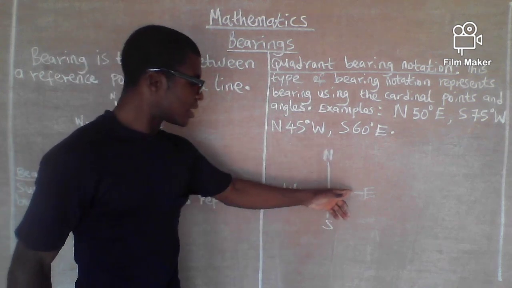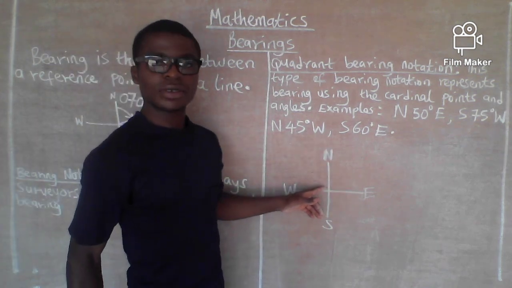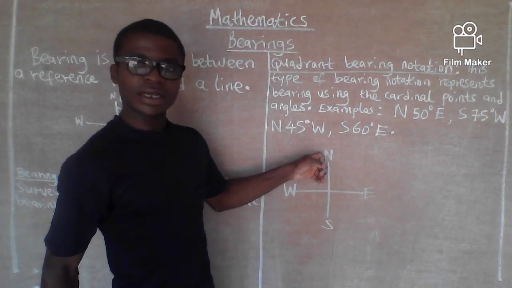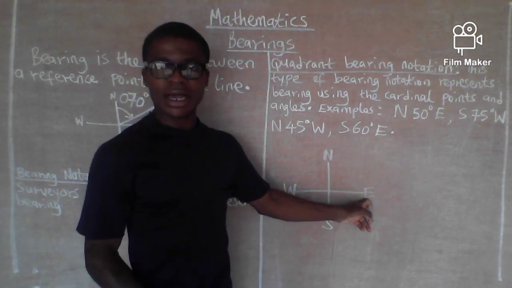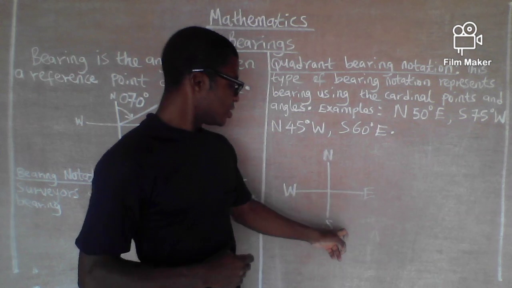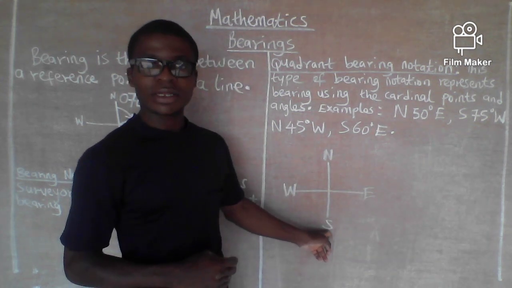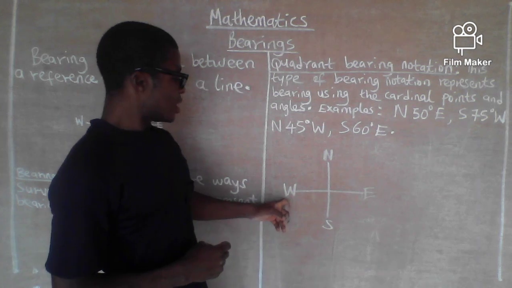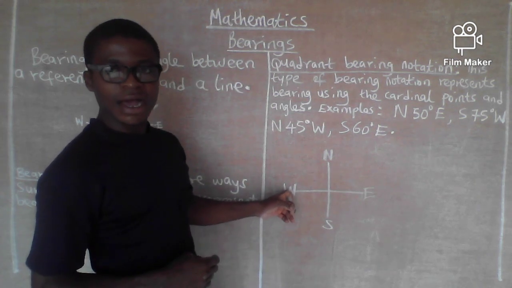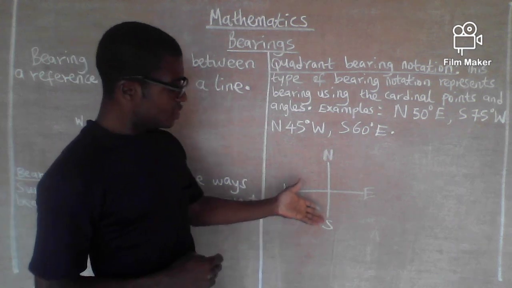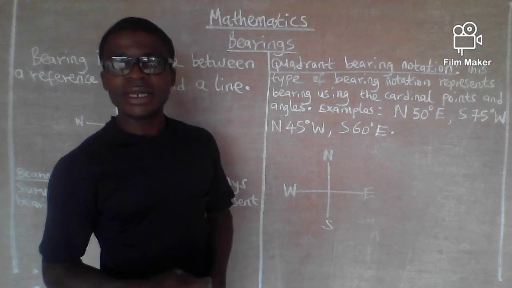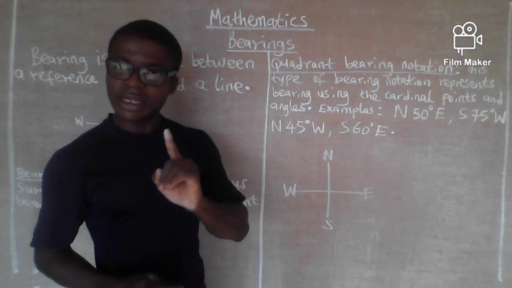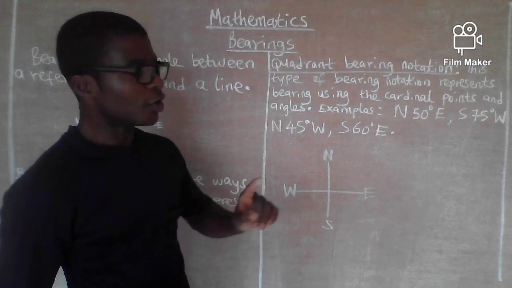After drawing the Cartesian, the north is located on top. The east is located at the right hand side. The south is located below. And the west is located at the left hand side. So this is the first thing to do. Then after doing this, the next thing is to locate the reference point of the bearing.